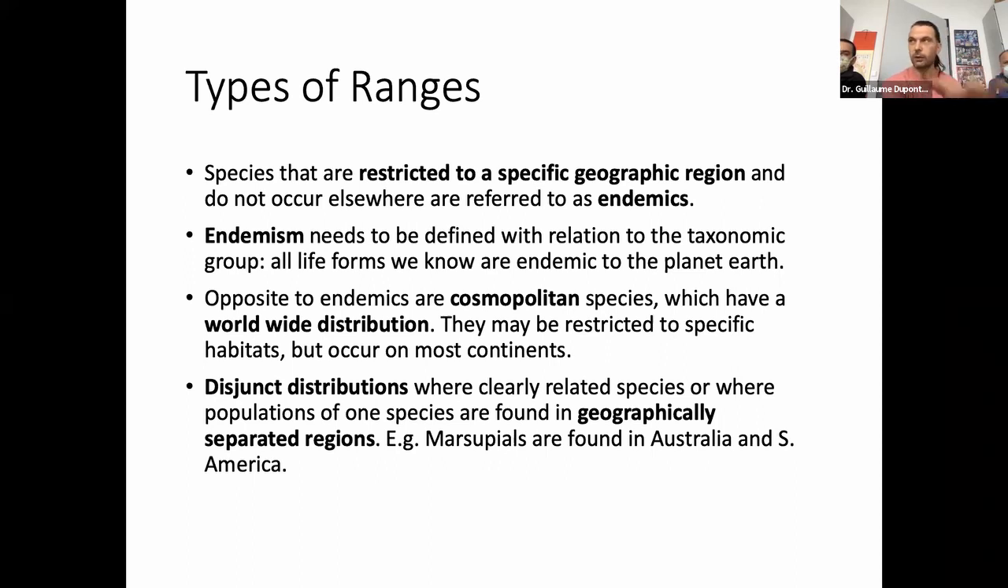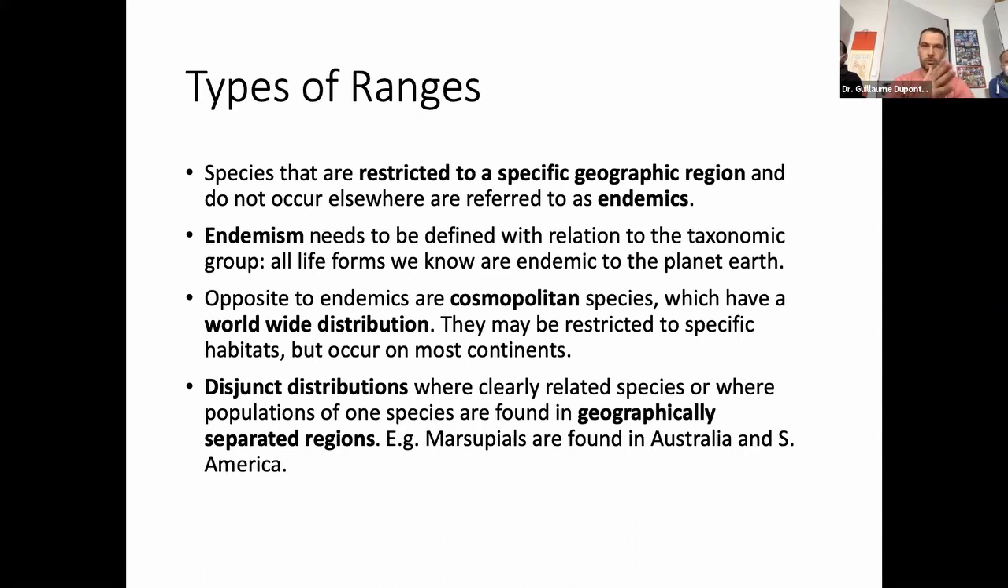It occurs in Africa. It occurs in Asia, Southeast Asia. I'm not sure if it occurs in Australia or in South America, but it's very likely. One reason why these ferns can have global distributions is because they produce spores, and spores can easily be transported across the planet. In any case, the last type, disjunct distributions, are populations which are found in geographically separated regions.